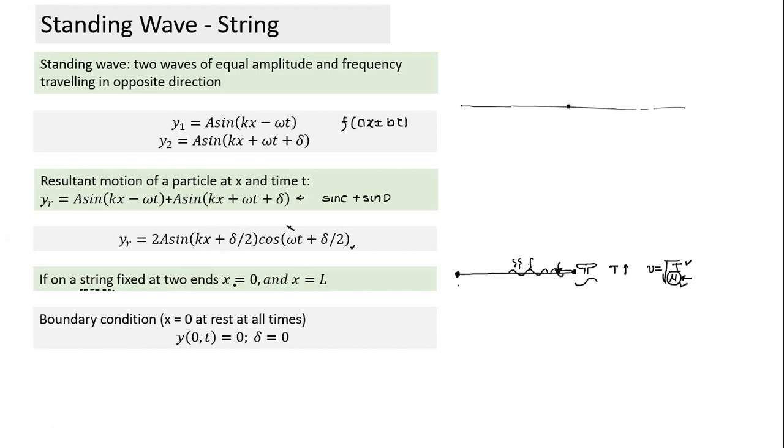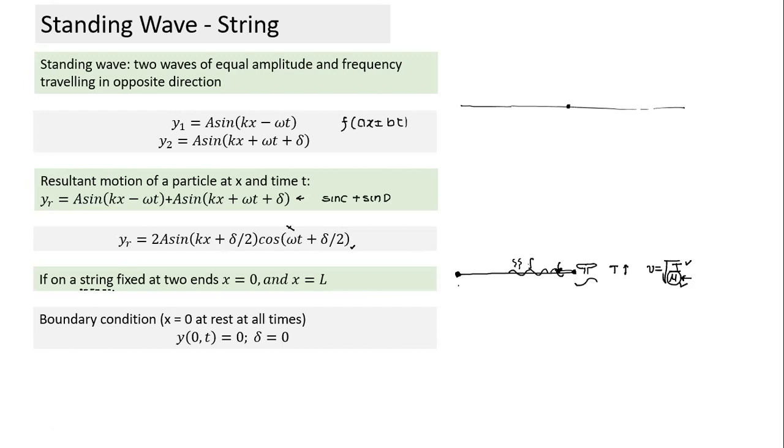What do you understand by fixed at two ends, Shreya? In normal words, how do you explain that x is equal to 0 and x is equal to L are fixed? What does y indicate here? Shreya, what does y indicate? The motion of the particle. It's a displacement, the displacement of the particle in the transverse direction.